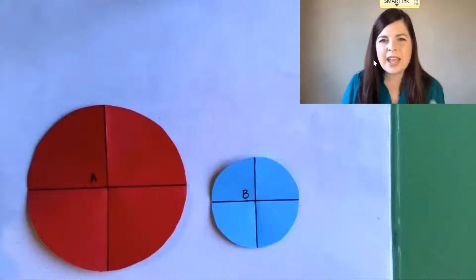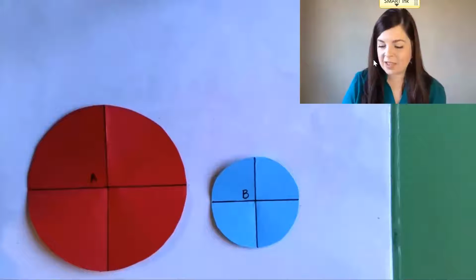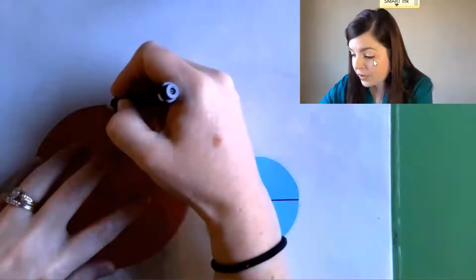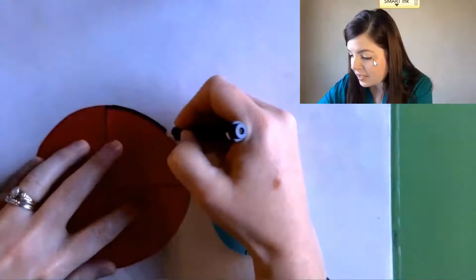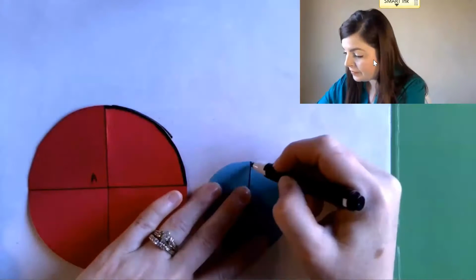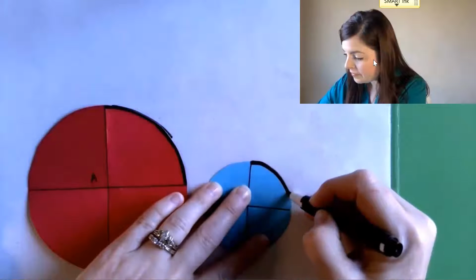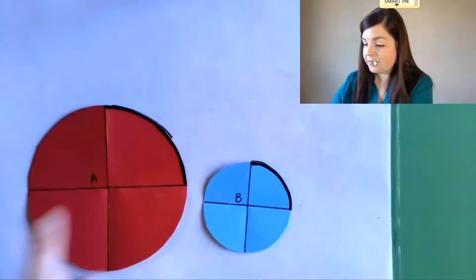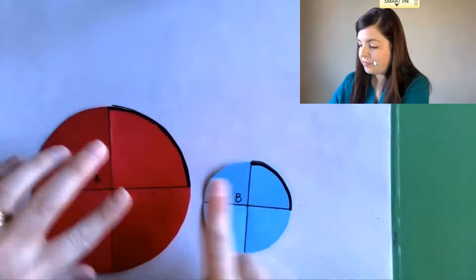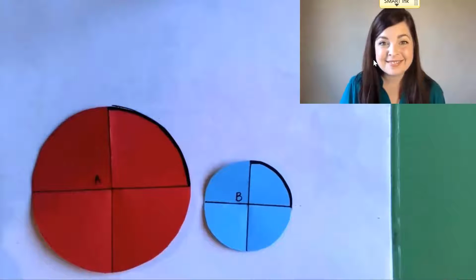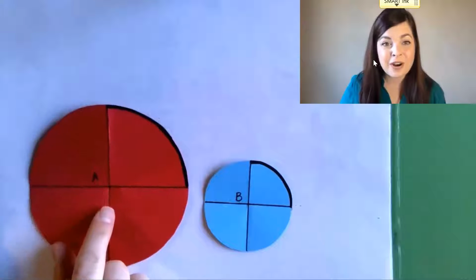Interesting. And what's the measure of a right angle? 90 degrees. Let's take our dark marker now and draw an arc on circle A and on circle B. Now use your finger and trace each arc. Which circle has a longer arc? Circle A has a longer arc.